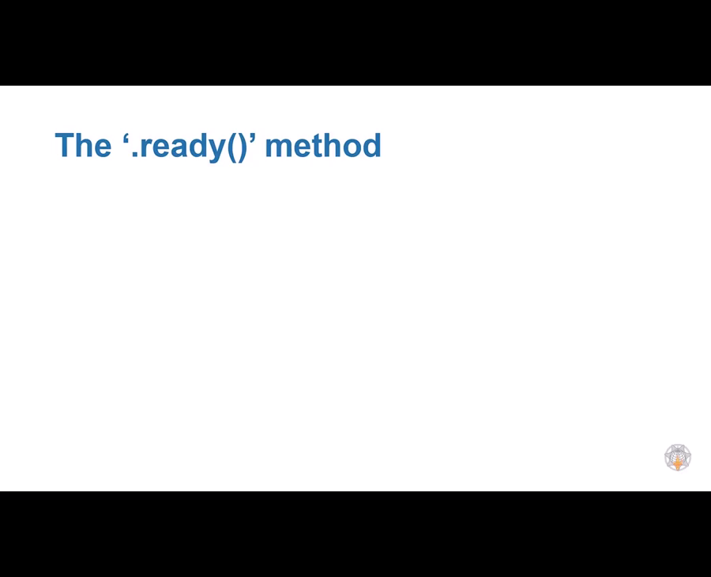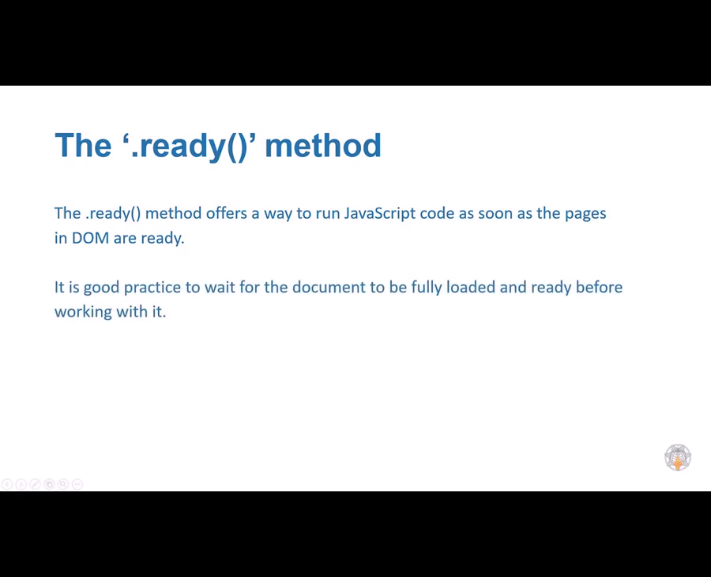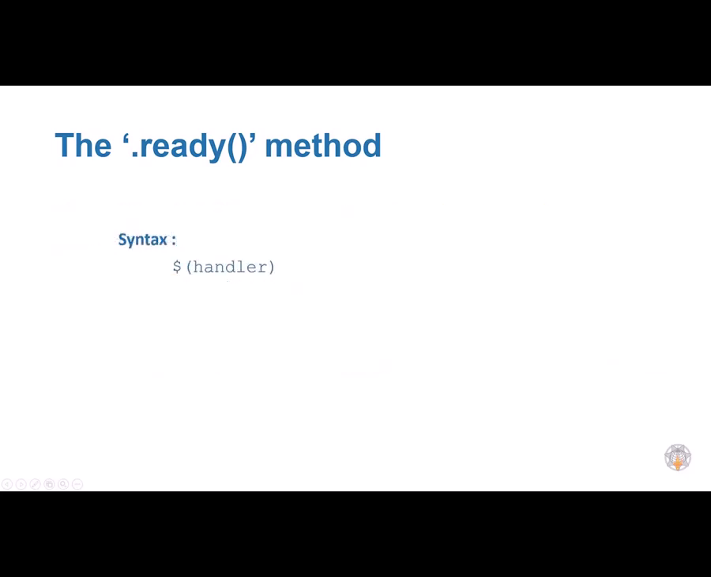Now let us take a look at the ready method. The ready method offers a way to run JavaScript code as soon as the pages in the DOM is ready. It is a good practice to wait for the document to be fully loaded and ready before working with it. This also allows you to have your JavaScript code before the body of your document in the head section. This is the syntax of the ready method.